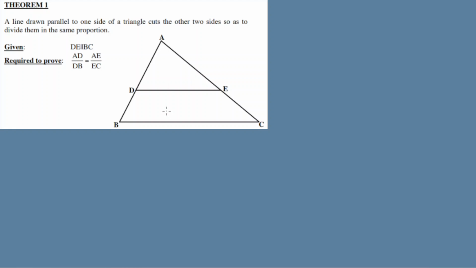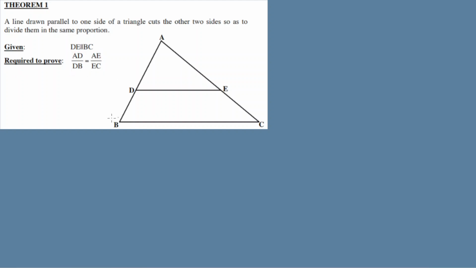Let us prove theorem number 1. Theorem 1: a line drawn parallel to one side of a triangle cuts the other two sides and divides them in the same proportion. So this is a triangle. This drawn line DE cuts the triangle proportionally on those sides, meaning this side divides another side, and it is going to be equal to the ratio AE over EC as shown here, but we are required to prove that it is true.